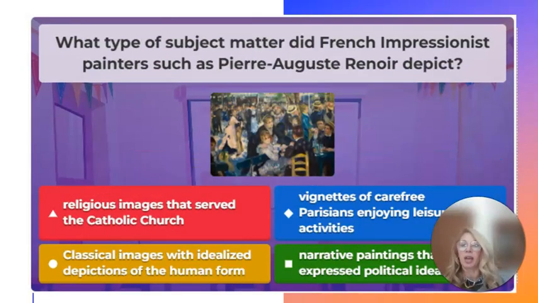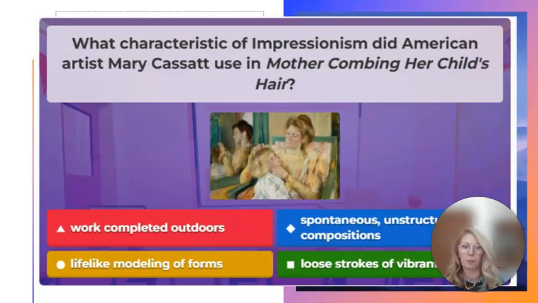What type of subject matter did French Impressionist painters such as Pierre-Auguste Renoir depict? The correct answer is vignettes of carefree Parisians enjoying leisure activities. Again, if you look at the picture, it clearly tells you that's what they're doing. Always look at the picture.